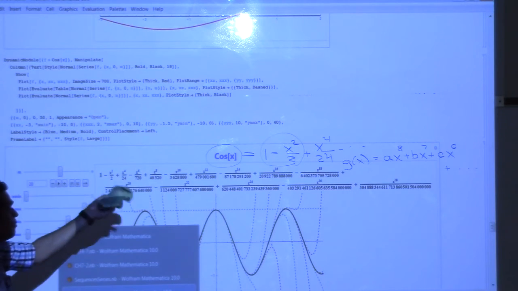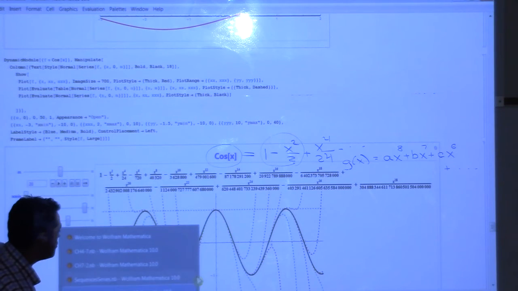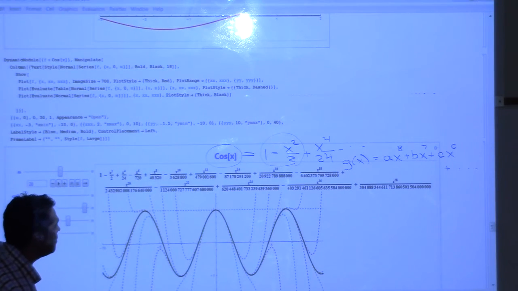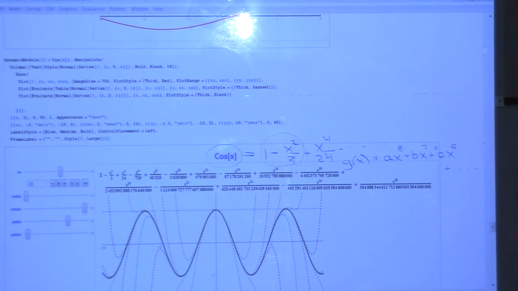So why are power series valuable? Because without them, our computers wouldn't be able to do cosine, tangent, all those trig functions, natural log, all those. Your computer would not know what to do with the input.